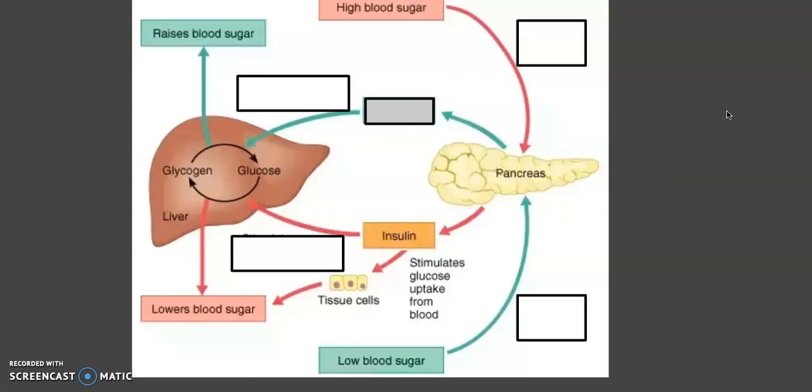If we follow the blue arrow, if we have low blood sugar, then the alpha cells in the pancreas release glucagon, and this starts the glycogen to glucose pathway. This then releases sugar into the blood and raises blood sugar.